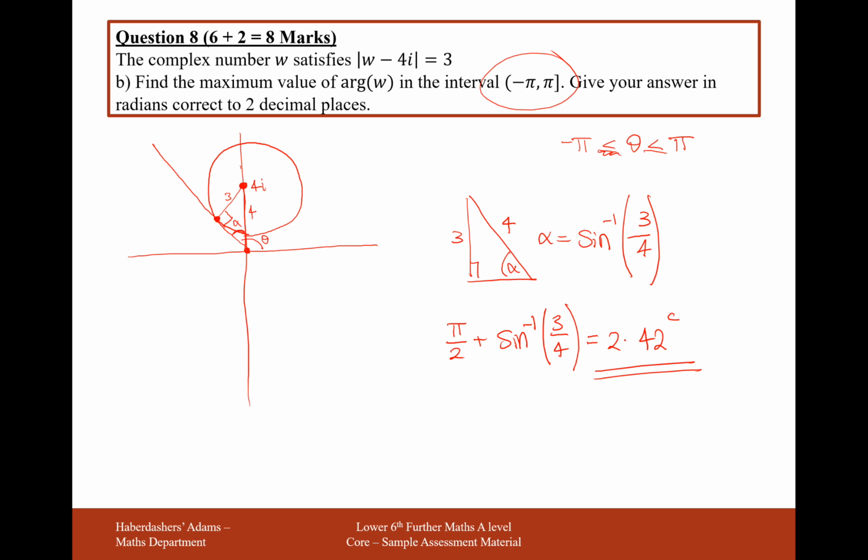Okay, pictures with arguments and loci are always absolutely essential. I really suggest you always draw a clear diagram and try and work it out using right-angled triangles wherever you can. Use those coordinates or complex numbers to help you as well. Okay, 6 marks. No, 8 marks, sorry.